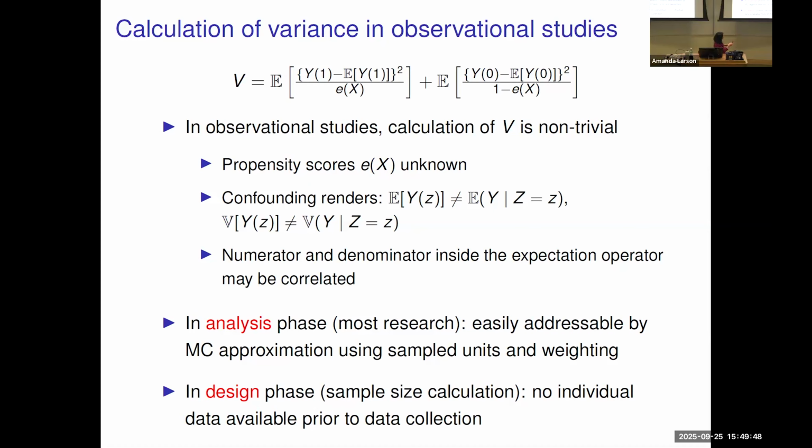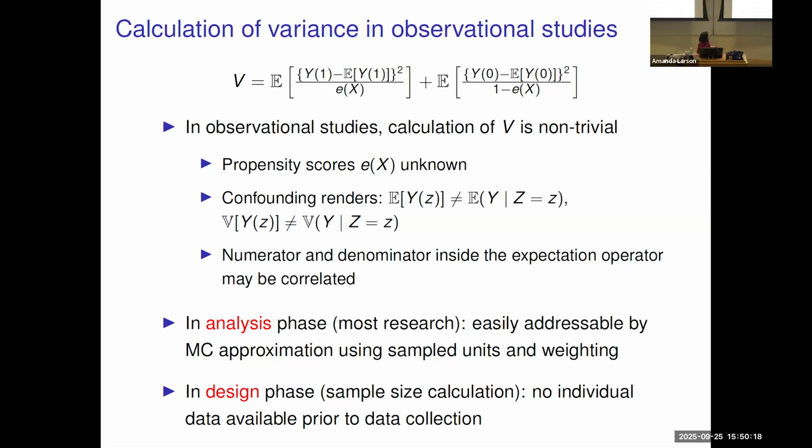So you cannot just, like previously, go to each arm. And even worse, there's a numerator and a denominator, and they might be correlated. So if you look at the expectation, you cannot just move the expectation to the denominator and numerator. You cannot do that. Again, all of this is not a problem if you have individual data, you just estimate them. In the design stage, we don't actually have individual data to do any of this.